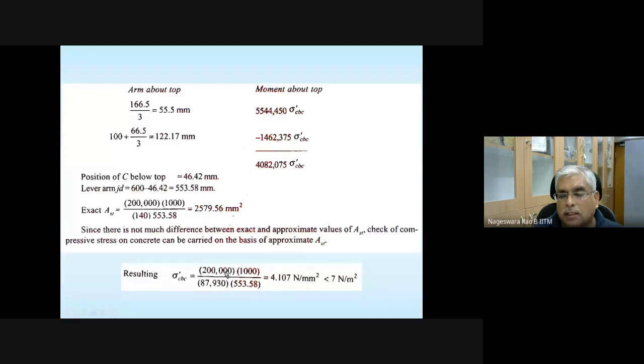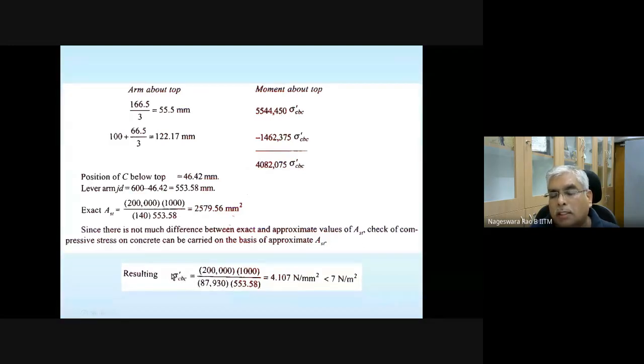Here there is nothing but the moment this beam has to withstand, and this is the total compressive force multiplied by the lever arm distance. Sorry, this is not the total compressive force. This is the total area in compression, this 87,930, whatever is there. That is the total area in compression. And this is the lever arm distance.